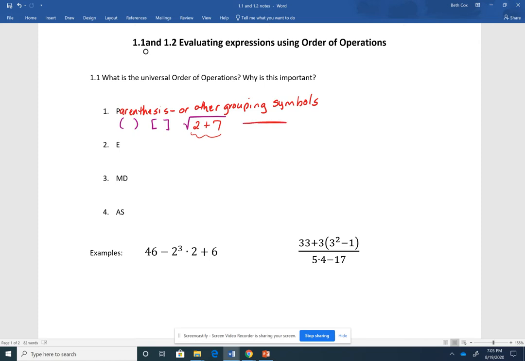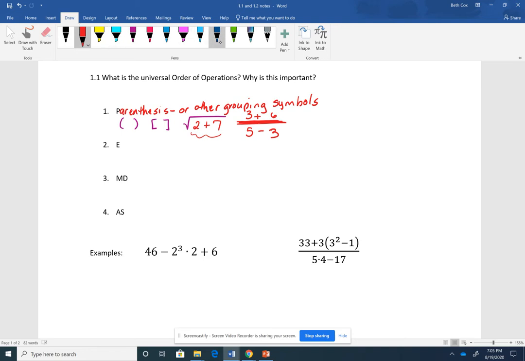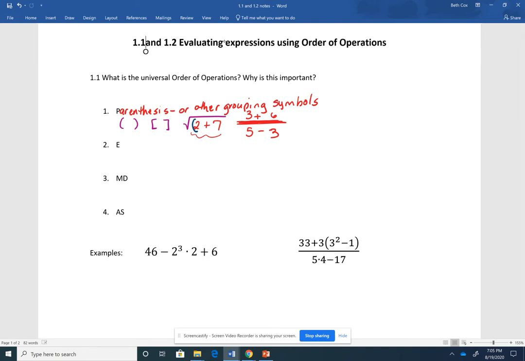And also a fraction bar. A fraction bar can also be a grouping symbol. So if you had 3 plus 6 over 5 minus 3, the numerator is grouped together and the denominator is grouped together. So it's like we have these little understood grouping symbols. They're not parentheses in there, but they're understood. So the radical is a grouping symbol, and same here, it's an understood parentheses when you have a fraction. So parentheses are other grouping symbols.